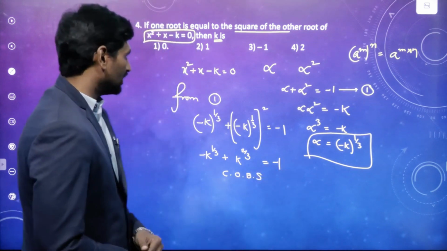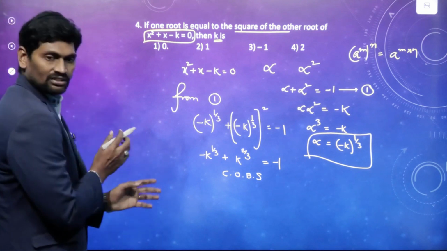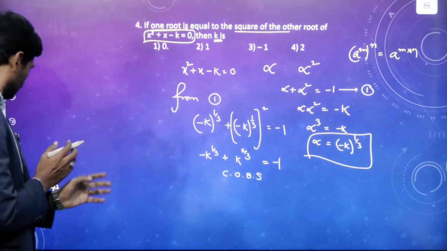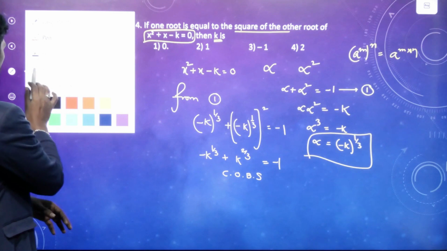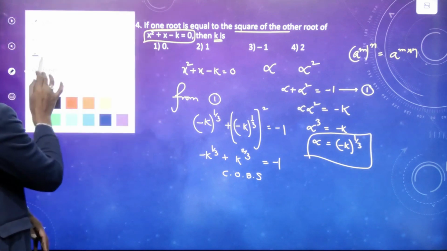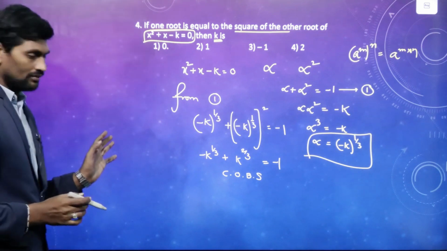Cubing on both sides. Yeah, I am going to write here. Is it visible to you? Right, okay?